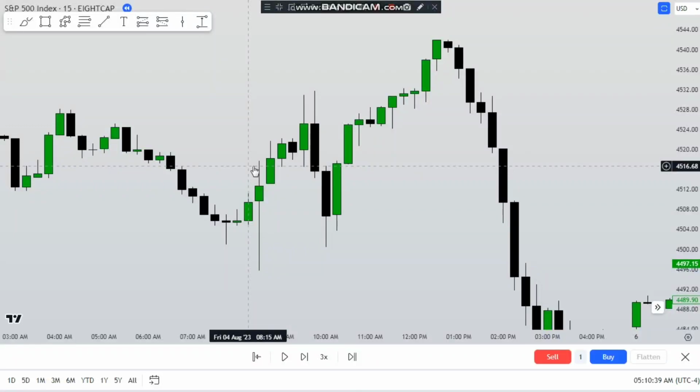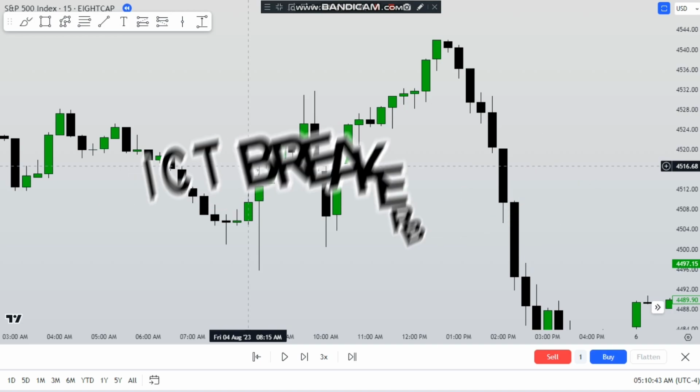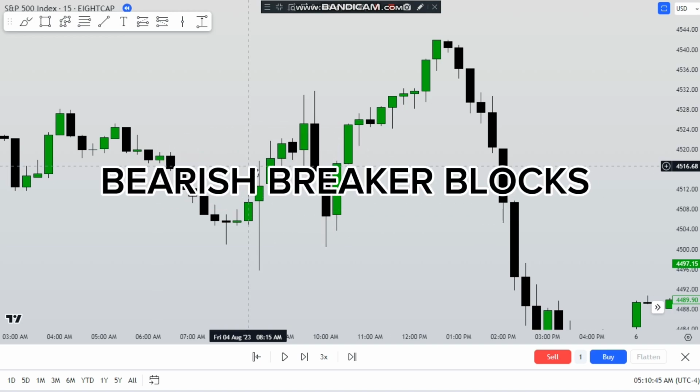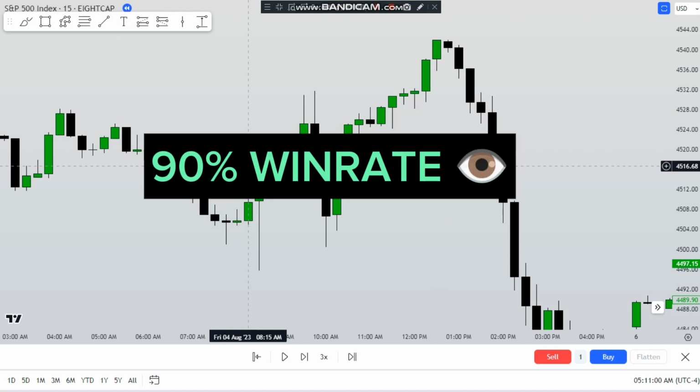What's up, everybody? Today we will study ICT breaker blocks, and in this part, I will discuss the bearish breaker blocks. Breaker blocks is one of the core ICT concepts, and it gives you at least two trades within a week on a single asset. On multiple assets, you can get a trade every single day with about 90% win rate.